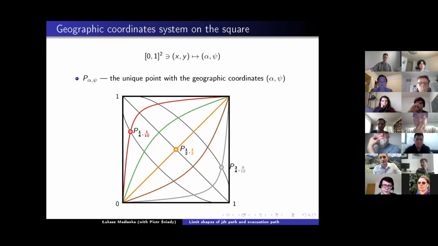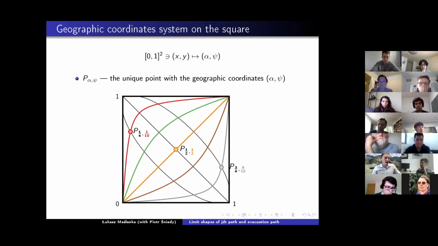If we are looking for some points in the square with some geographic coordinates, we will find the point with latitude and longitude a half in the center of our square. And for example, here is a point with latitude 1/4 and longitude 1/10, and symmetric to it about the center of the square is a point with latitude 3/4 and longitude 9/10.